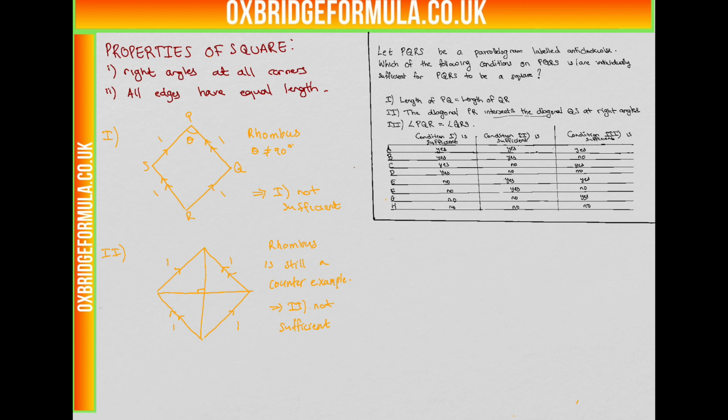Next, condition 3 is a condition on the angles. We're told that angle PQR, the angle here, is the same as angle QRS here. Since these two lines are parallel, the angle at Q and the angle at R sum to 180 degrees. So if condition 3 is true, the angle here and the angle here must be 90 degrees. What condition 3 is saying is that we have PQRS being a parallelogram with 90 degrees at all corners.